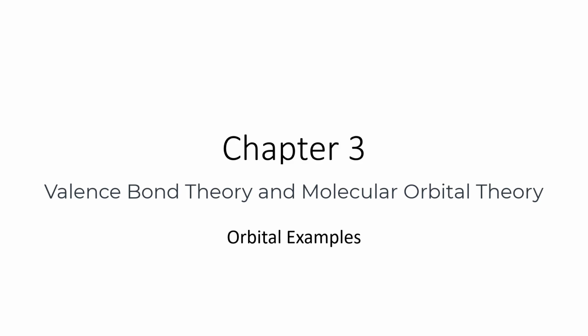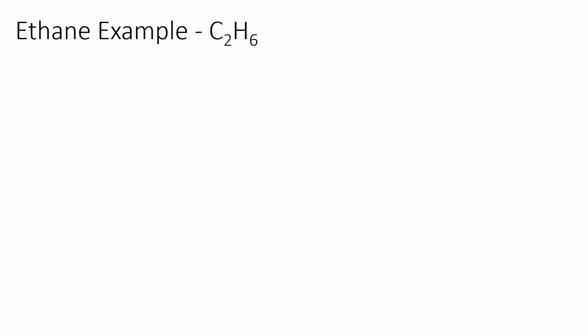So in this section of chapter 13, I want to talk a little bit about the orbitals and putting them in the context of some examples. And we'll be looking at both hybridization theory and MO theory as we go through these different examples. So the first example that I want to look at is going to be the example of ethane.